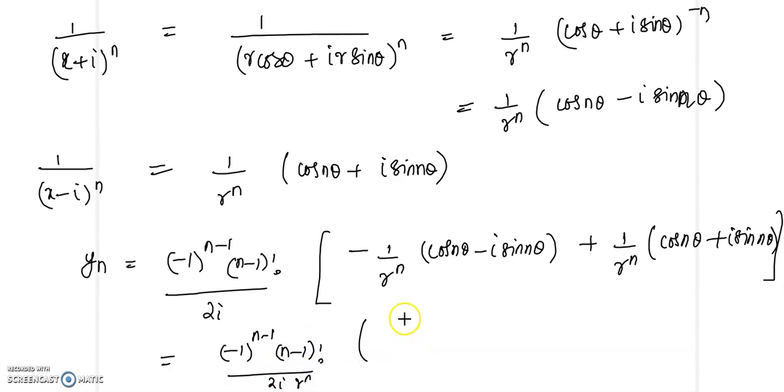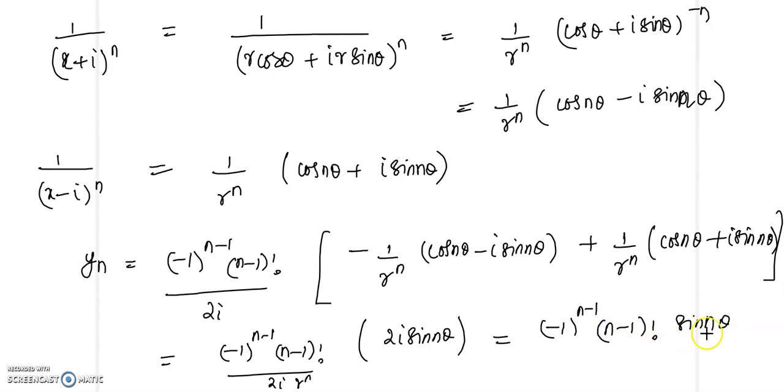Then when you take the sum, cos n theta will cancel out, so you are going to get 2i sin. So 2i will cancel out, so this is equal to minus 1 raised to n minus 1, (n minus 1) factorial sin n theta, where by r raised to n.